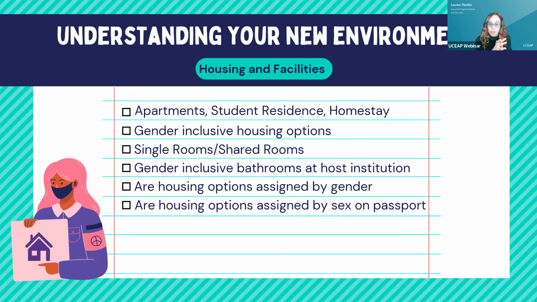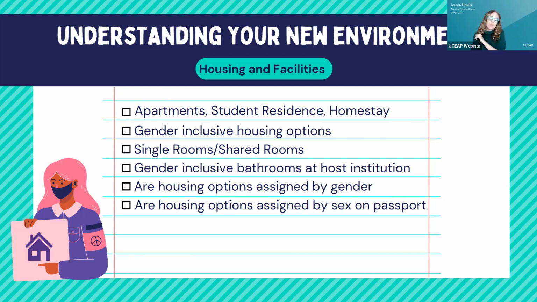What are the housing options on this program? They're going to vary by program. Are they apartments? Are they student residences or dorms? Are there homestay options? And would you feel comfortable living in the options offered on the program? Are there gender inclusive housing options? Some programs will have a gender inclusive housing option, and is that something that you would be interested in? Are there single or shared rooms? If there are shared rooms, would you feel comfortable sharing with another student?